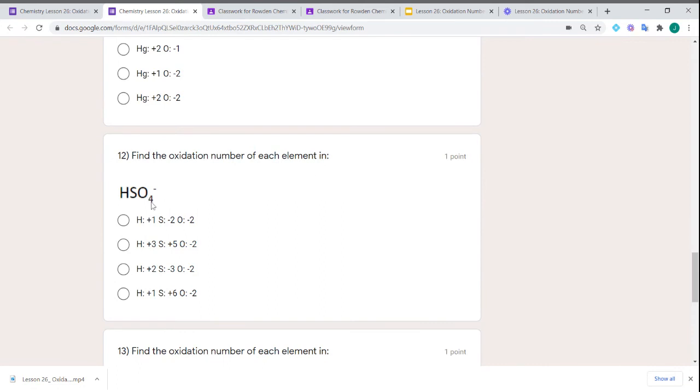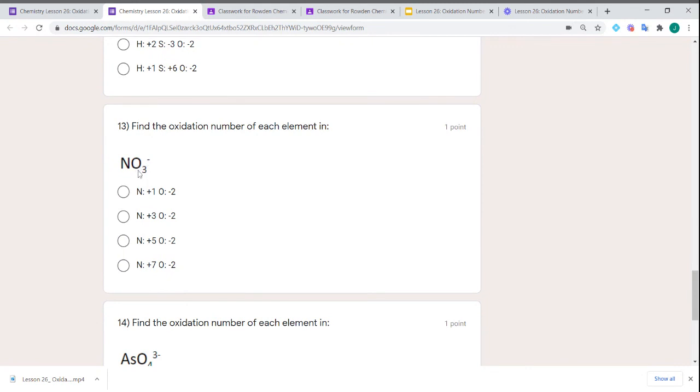Okay, right here, you know you have 4 oxygens, and they're -2, so that makes -8. Then the hydrogen is +1, so when you combine the hydrogen with the oxygens, you're at -7. So you want -1 left over. So you're already at -7, so S has to be +6 to give you -1 left over.